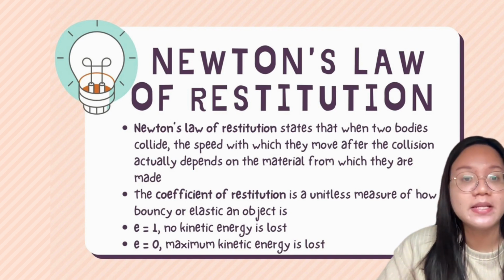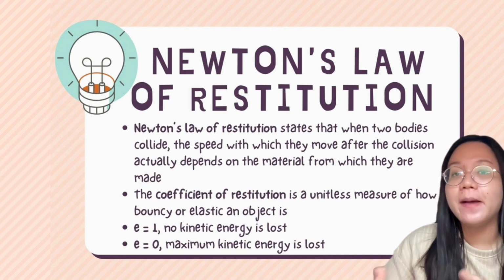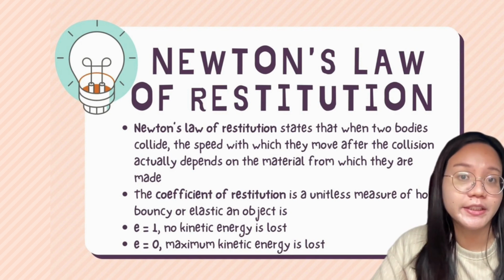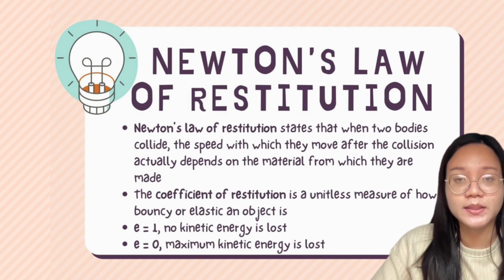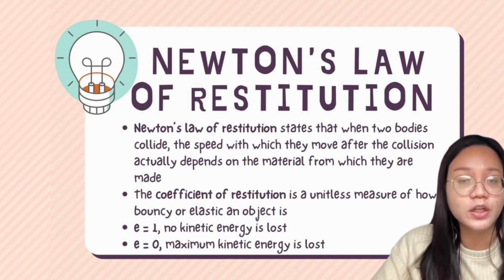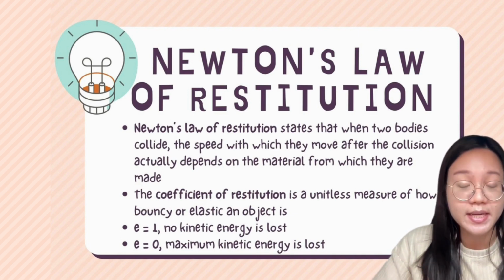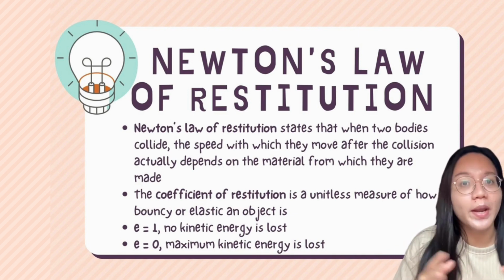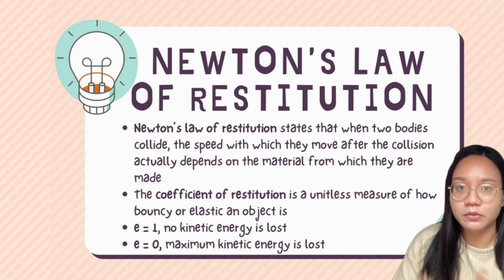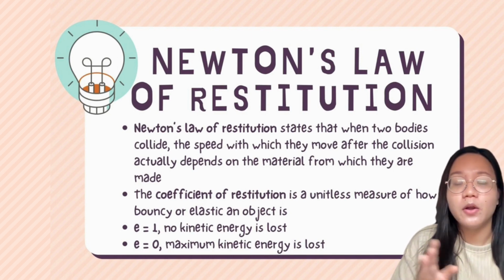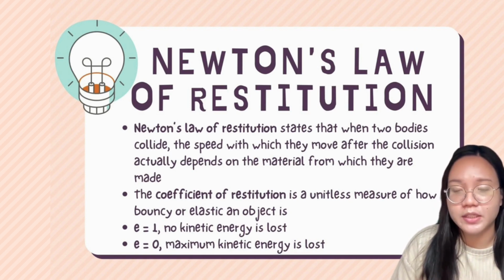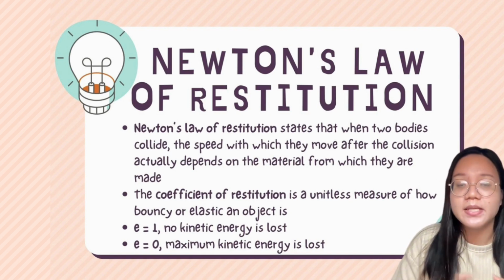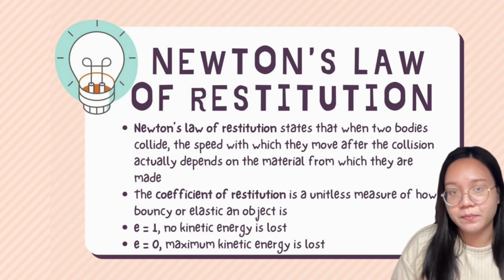Newton's law of restitution states that when two bodies collide, the speed with which they are moved after the collision actually depends on the material from which they are made. The coefficient of restitution is a unitless measure of how bouncy or elastic an object is. Higher coefficient of restitution means that the object is bouncy. When coefficient of restitution is equal to 1, it means that no kinetic energy is lost. If coefficient of restitution is equal to 0, there is maximum kinetic energy loss.